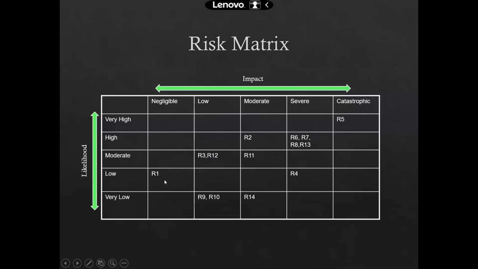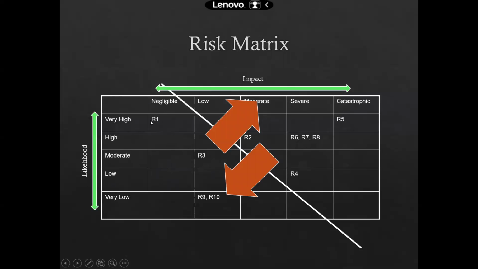There is a little bit of a difference. Like R1 is actually over here with the low and negligible, and it should be over here with the low and negligible rather than with the very high. So, right? There is a little bit of a mistake in this slide. So keep this in mind.